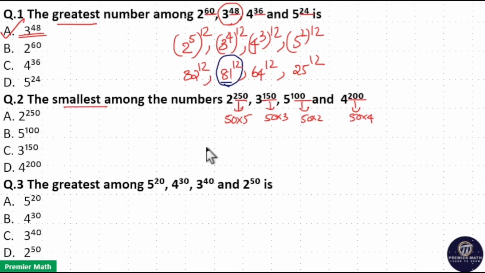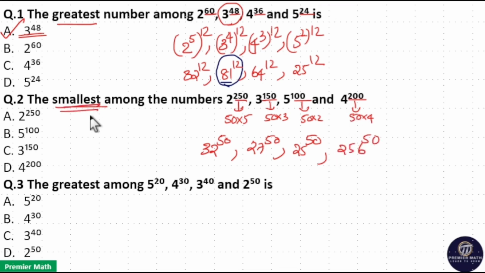Now 2 raised to 5 is equal to 32. So 32 raised to 50. Write all these numbers in terms of power 50. So 3 cube is equal to 27, 27 raised to 50. Here 5 raised to 100 means 5 square is 25, 25 raised to 50. And 4 raised to 200 means 4 raised to 4, 64 into 4 is 256. So 256 raised to 50.